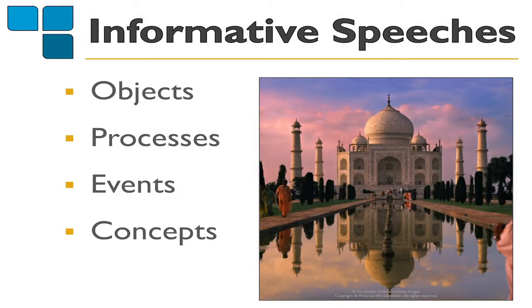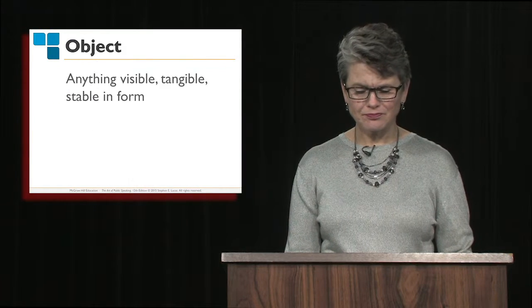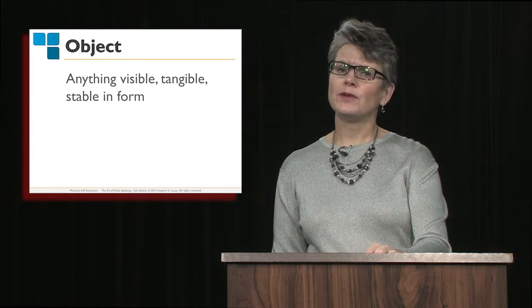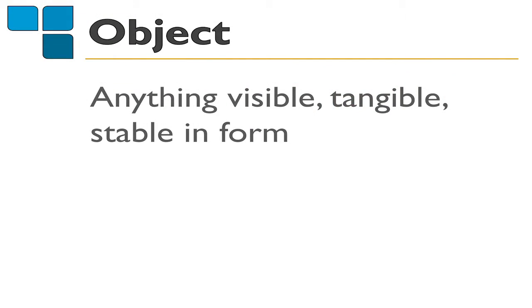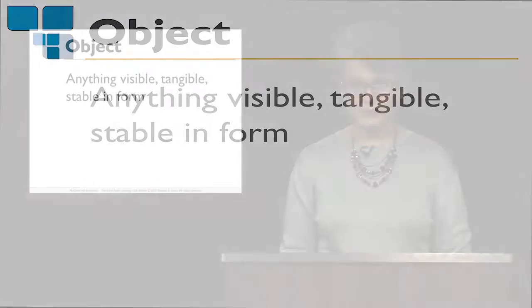to talk briefly about these different kinds: objects, processes, events, and concepts. For starters, an informative speech on an object is just really what it sounds like. You take something and you talk about it and you explain how it works.